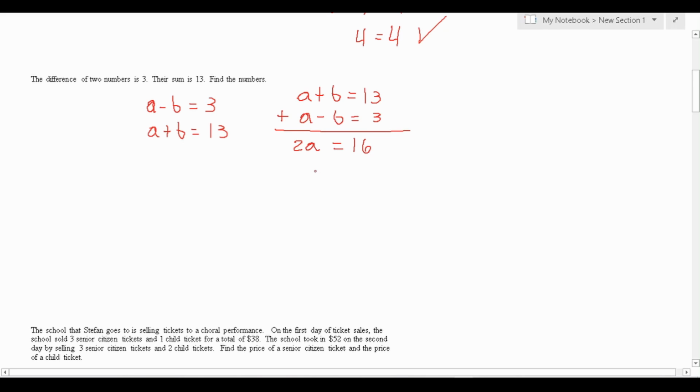Let's divide both sides by 2 to get a by itself. This crosses out and leaves us with a equals 16 over 2, which is 8.